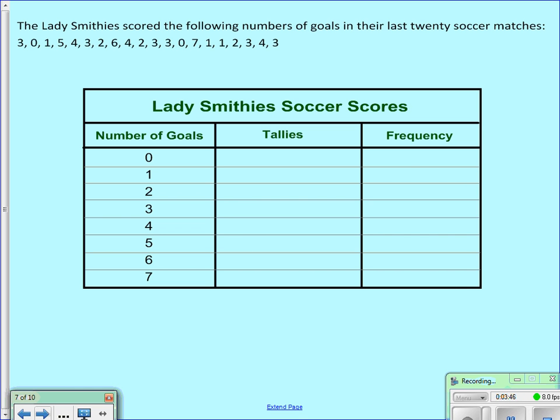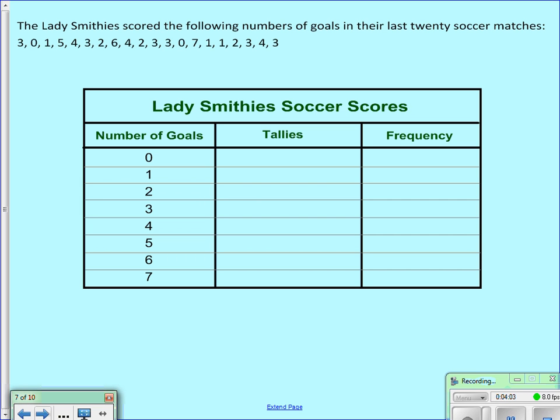So here I put in the number of goals. They scored 0 goals sometimes, 1, 2, 3, 4, 5, 6, and 7 was the most amount of goals they scored. So now we're going to go through our list of numbers on the top, and we can tally them up. I'm just going to start right in the beginning so I don't skip any.